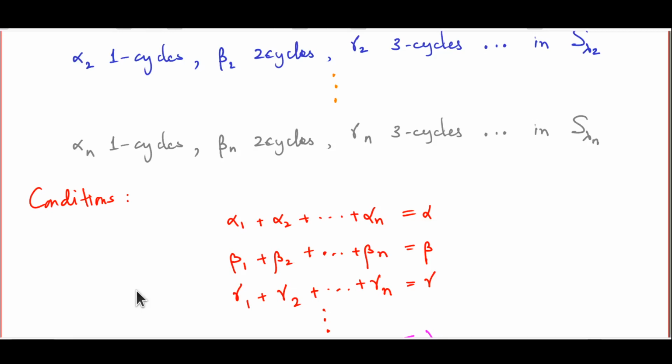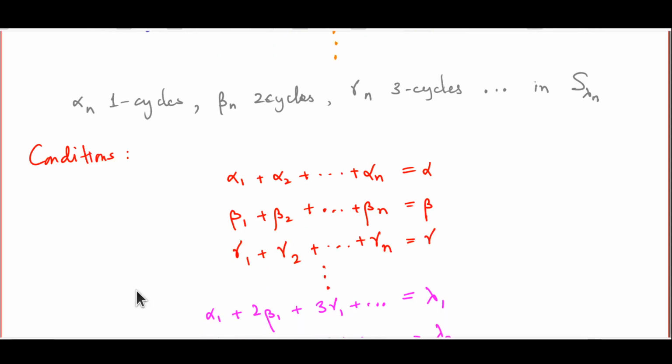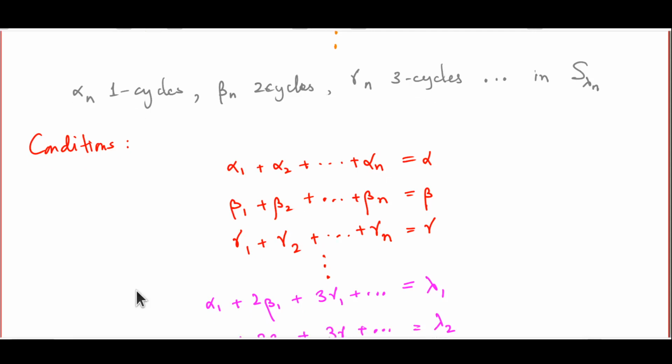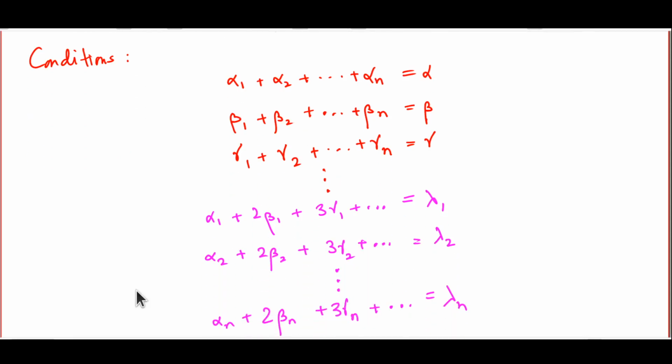In addition to these constraints, there must be other constraints coming from the fact that S lambda 1 deals with permutations of exactly lambda 1 objects, which is why the total number of elements in S lambda 1, that is lambda 1 itself, must be equal to alpha 1, the total number of elements in the 1 cycles there, plus twice beta 1, the total number of elements in 2 cycles there, plus thrice gamma 1, and so on. And we have one such condition for each of our subpieces. Each lambda 1, lambda 2, lambda n must have a condition like this.